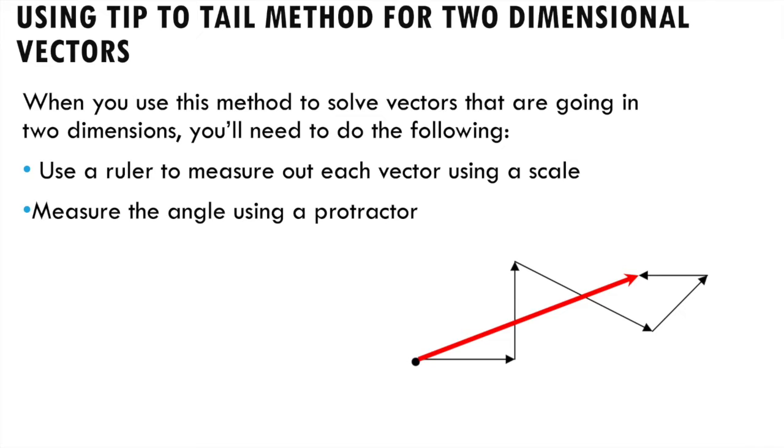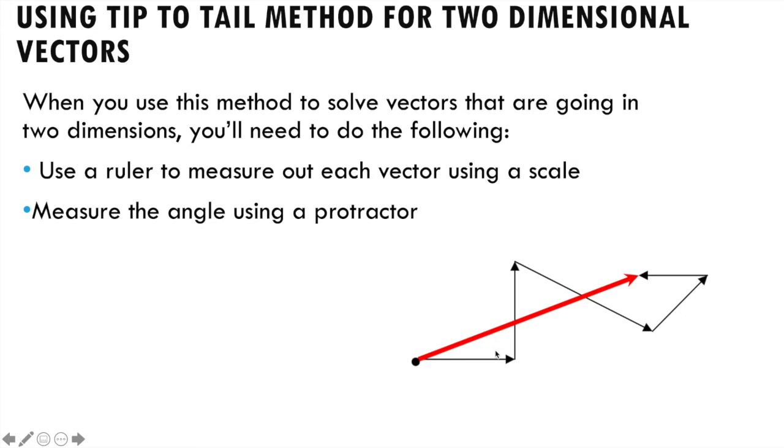All right, so when you have vectors in 2 dimensions, which we are most often going to work with, there's some other rules you need to follow. So if you use tip to tail and you want to figure out the answer without doing a ton of math, you're going to need to use a ruler to measure out each vector and use an appropriate scale. For instance, if it's 10 meters, maybe you draw it as 10 centimeters, and you want to use a consistent scale the whole time. And then you're going to use a protractor to measure the angle.